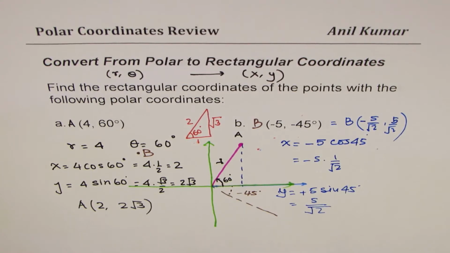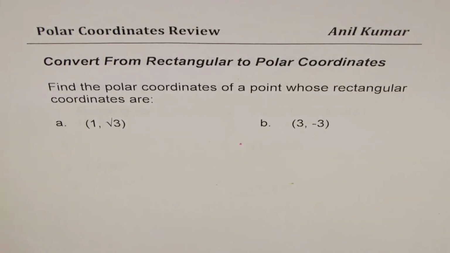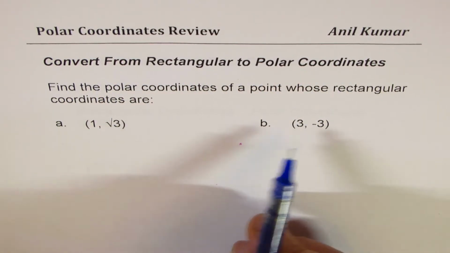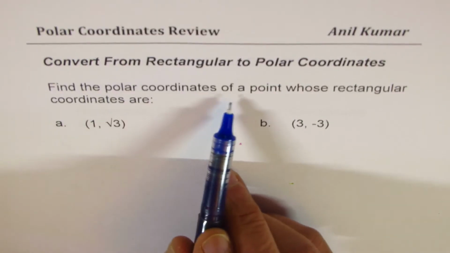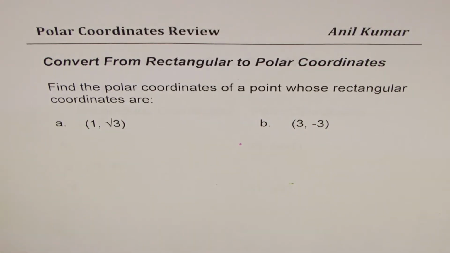So you can take a few more examples to practice, but I hope with this you get an idea how to deal with negative values of r and negative values of theta. The next example here is to convert from rectangular to polar coordinates. So we have two examples. Find the polar coordinates of a point whose rectangular coordinates are given to you.